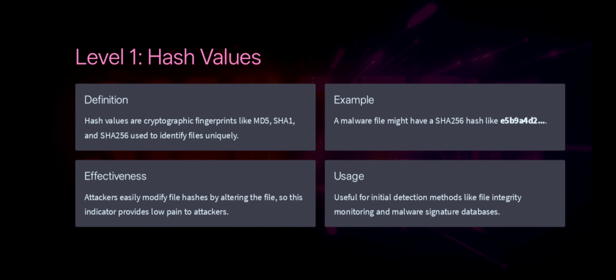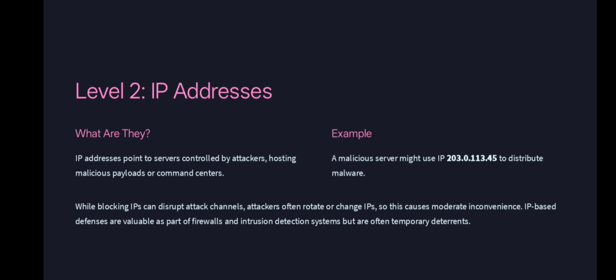IP addresses, the second layer of the pyramid of pain. Introduction. In the world of cybersecurity, identifying malicious activity early is essential for effective defense and mitigation. One of the most commonly encountered indicators of compromise, IOCs, is the IP address. As part of the pyramid of pain, a framework designed to measure the strategic value of IOCs, IP addresses occupy the second tier, just above hash values. This positioning highlights their increased value and complexity over hashes.